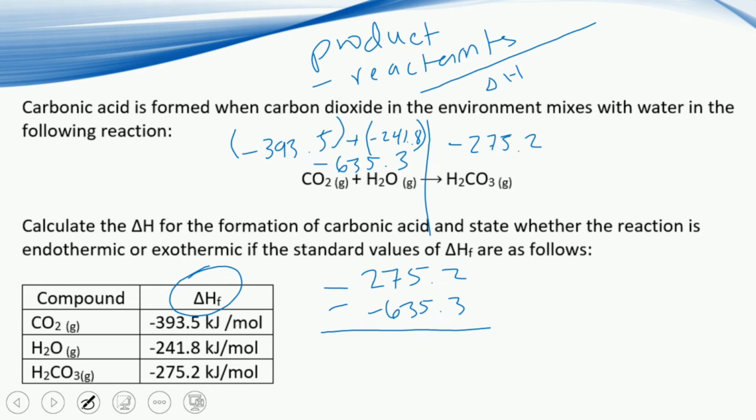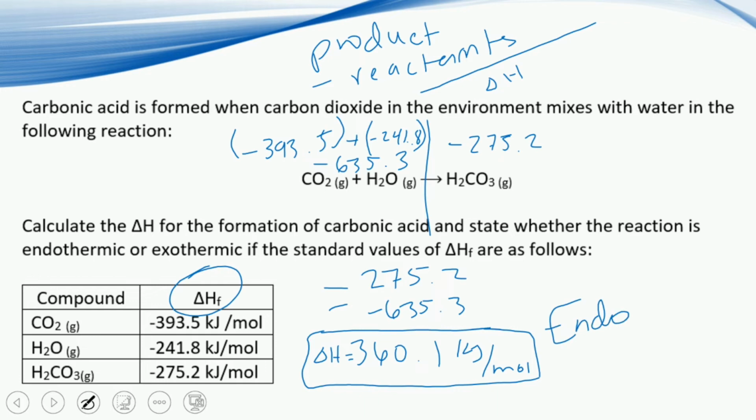And as you guys know, subtracting a negative would end up being like adding it, right? So when we have negative 275.2 minus negative 635.3, we end up with an answer of 360.1. And that would be kilojoules per mole. So this right here is our answer for delta H. And because this answer came out to be positive, right, 360.1, then we know that this entire reaction is endothermic.